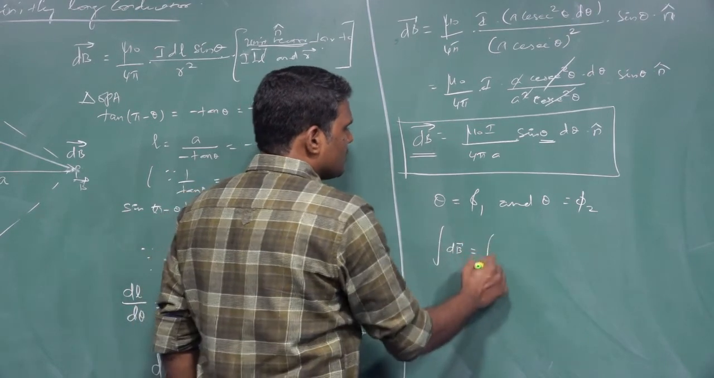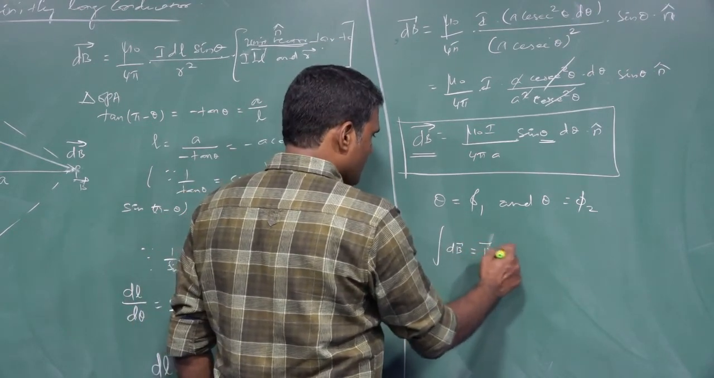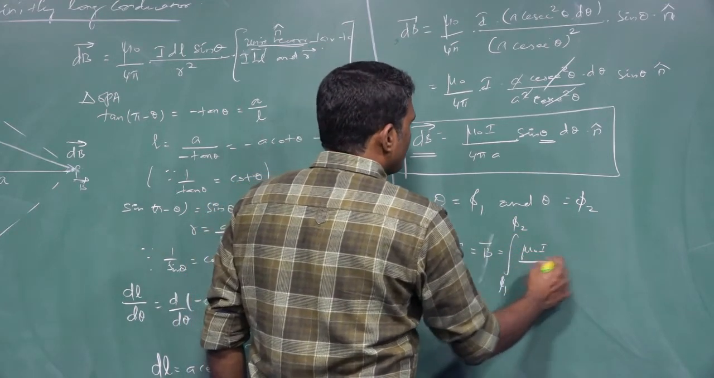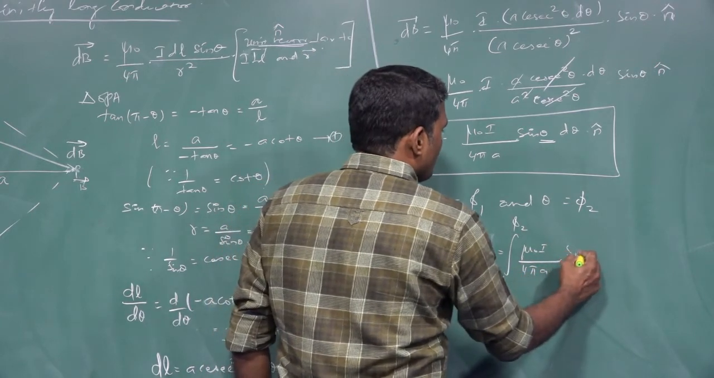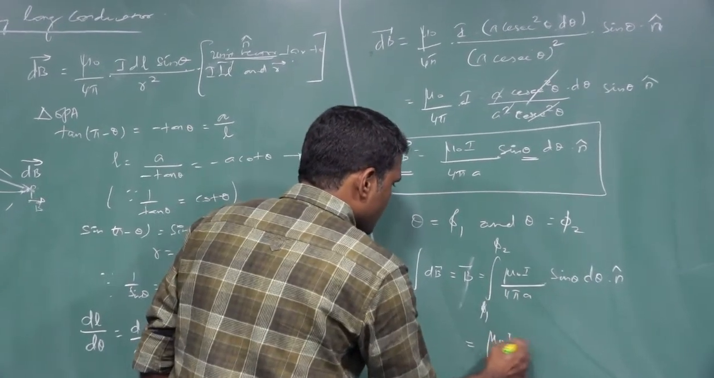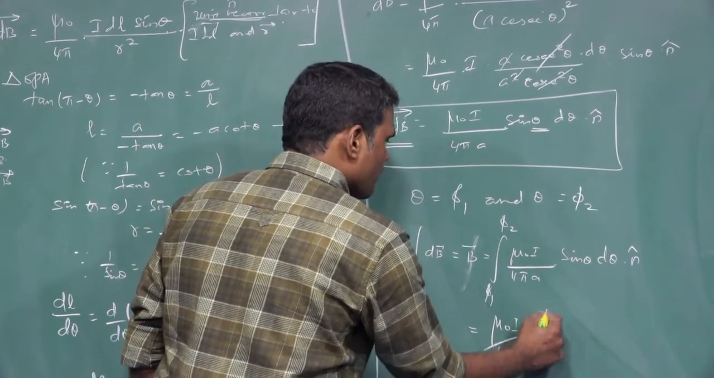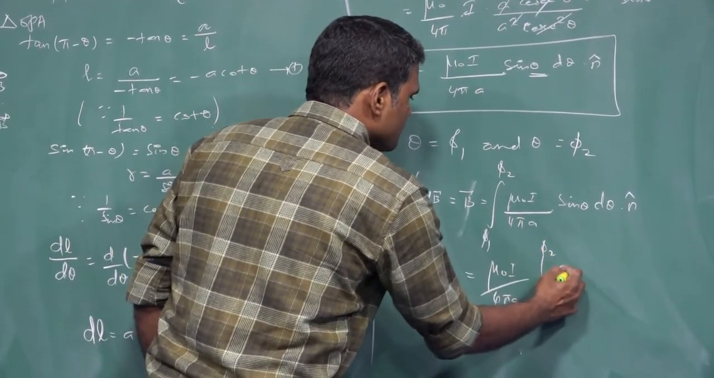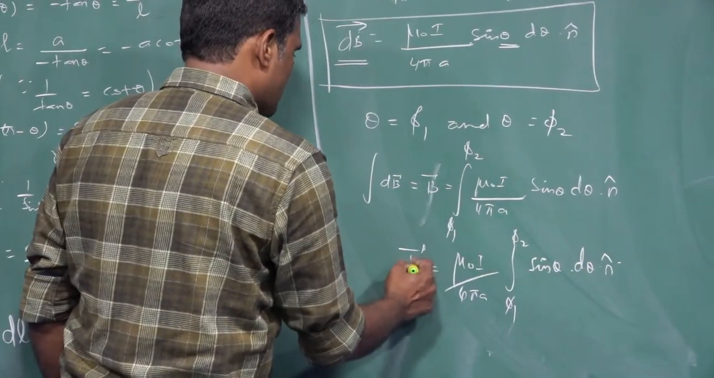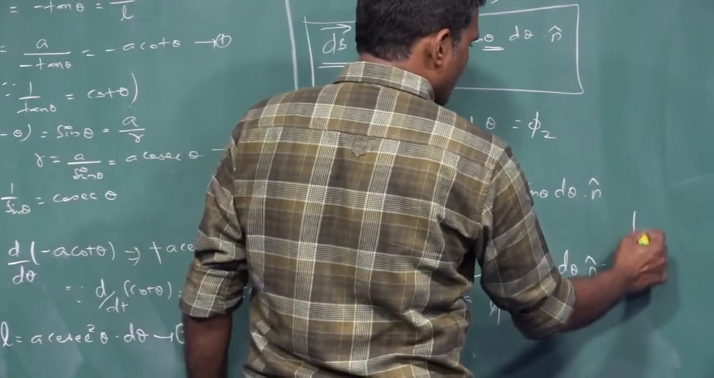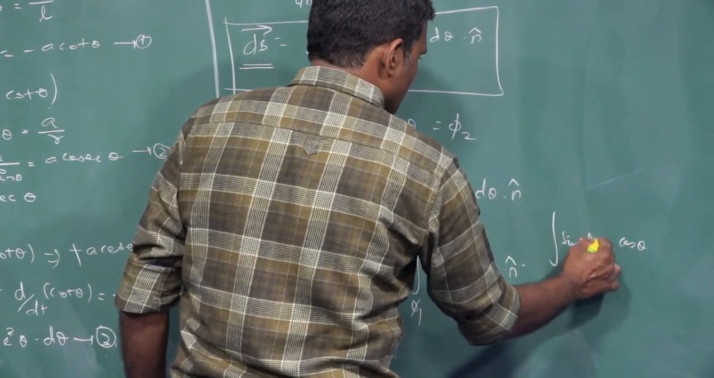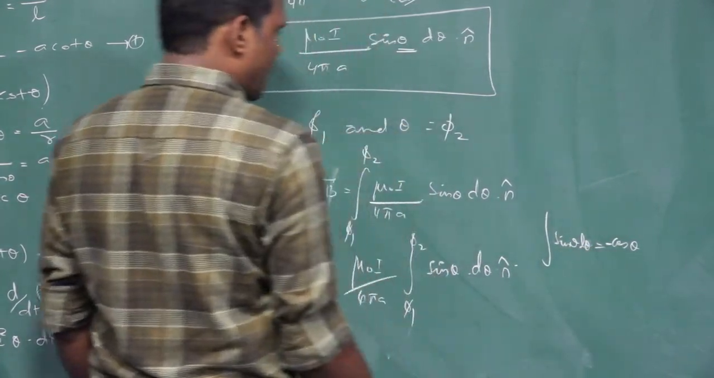The integral of dB vector is equal to B vector itself, which is the integral between the limits phi 1 to phi 2 of mu naught I divided by 4 pi a into sin theta d theta n cap. Constants are taken out, mu naught I by 4 pi a is taken out, and the integral from phi 1 to phi 2 of sin theta d theta into n cap is equal to B vector. What is the integral of sin theta? The integral of sin theta d theta is minus cos theta.